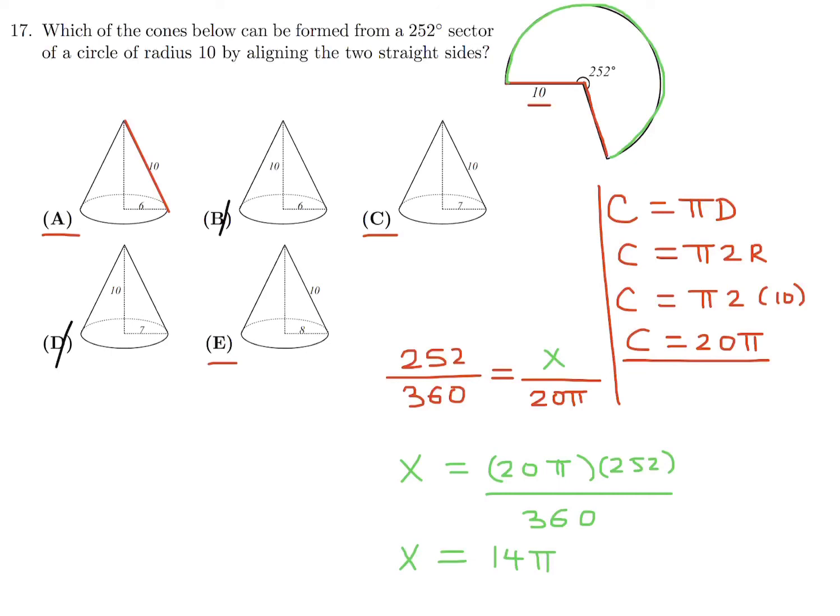Okay, so that means that 14 pi represents the circumference of the new circle. So the circumference of the new circle, which is pi d, is 14 pi. Now pi times diameter is pi times 2 times radius, and therefore the pi's cancel and you get 14 is equal to 2r, and therefore r is equal to 7. So the radius of the new smaller circle in this cone is 7. And which one of the choices shows 7? It's this one right here, C. All right, so the answer to number 17 is C.